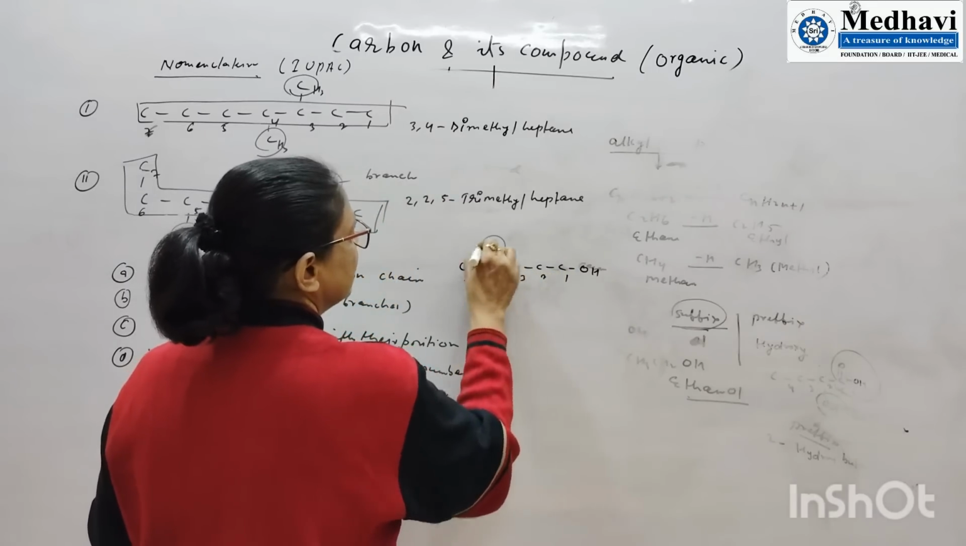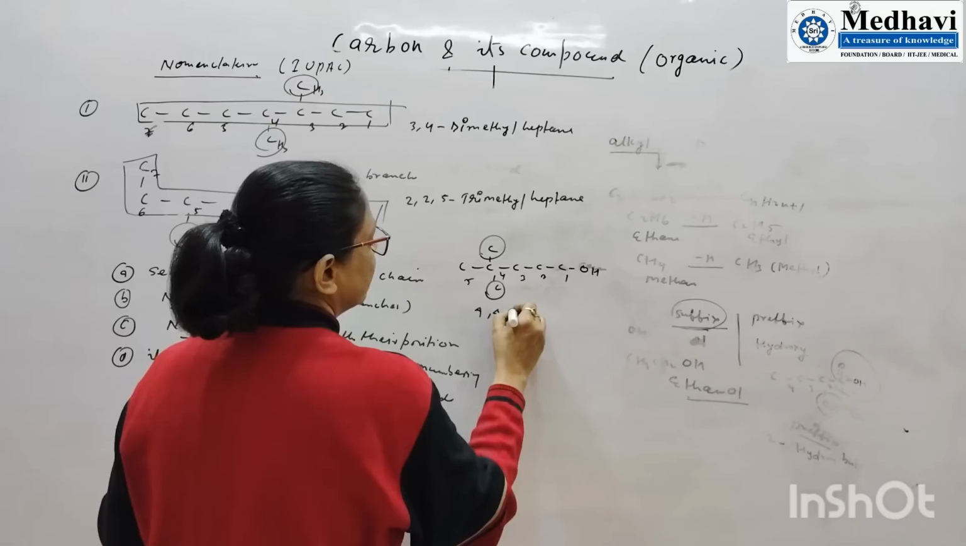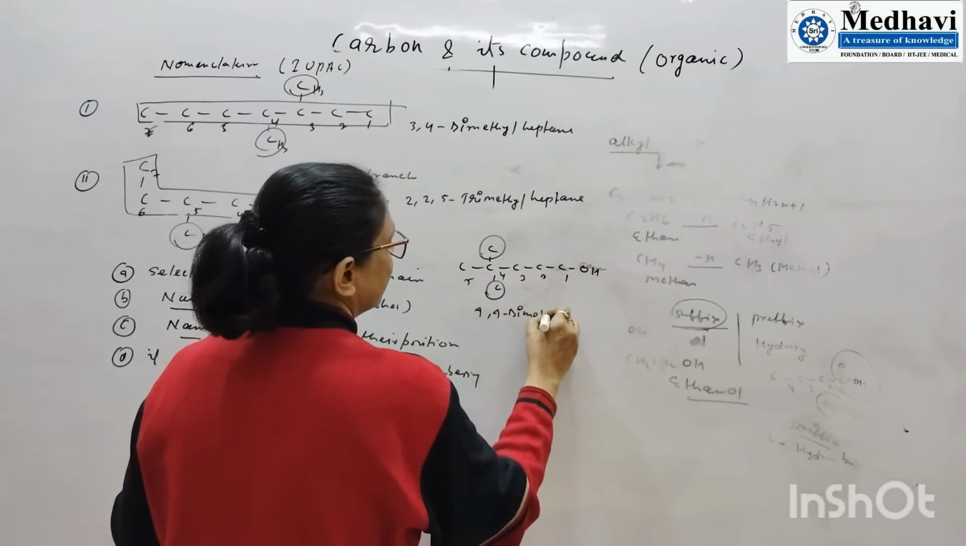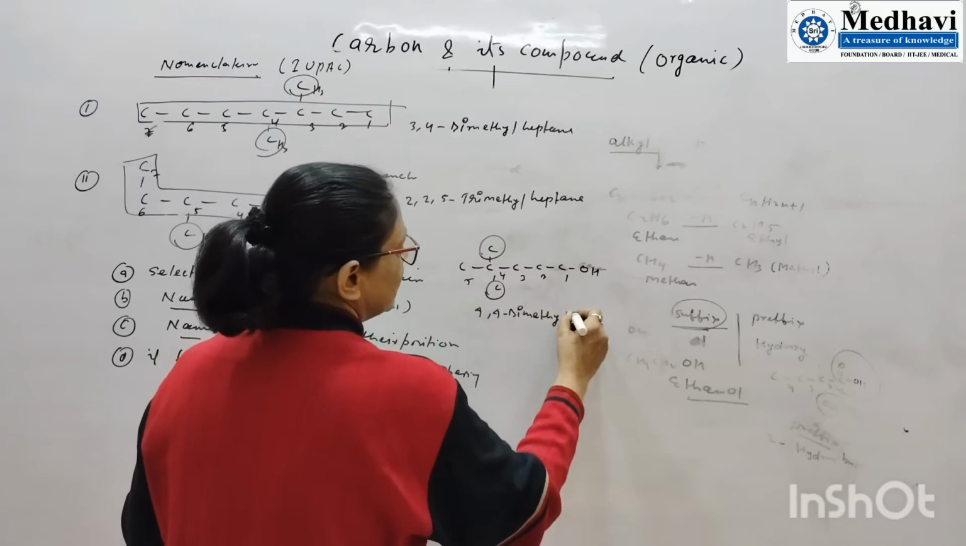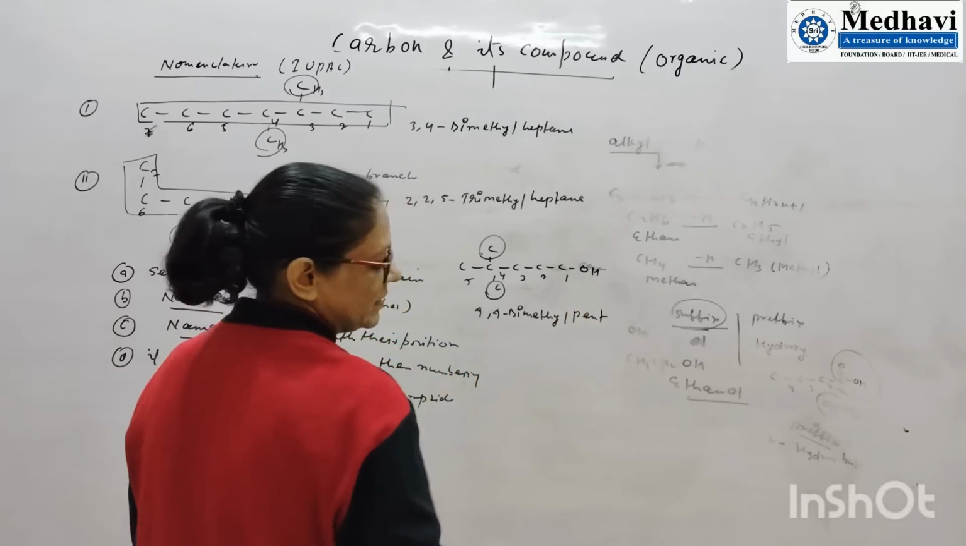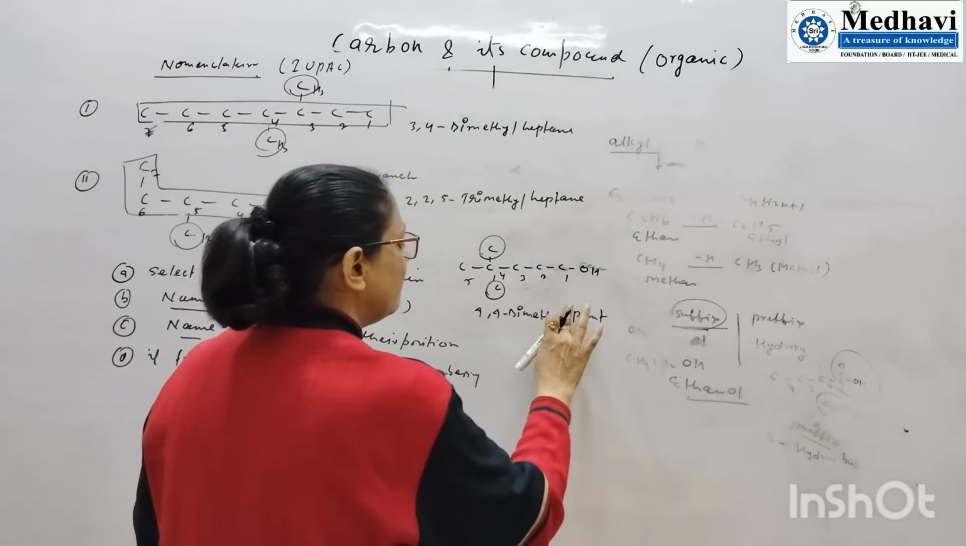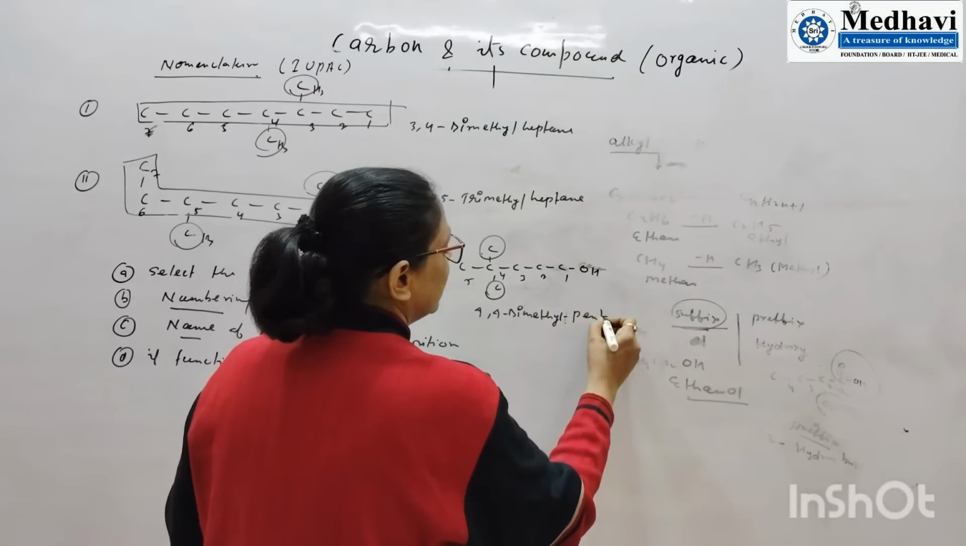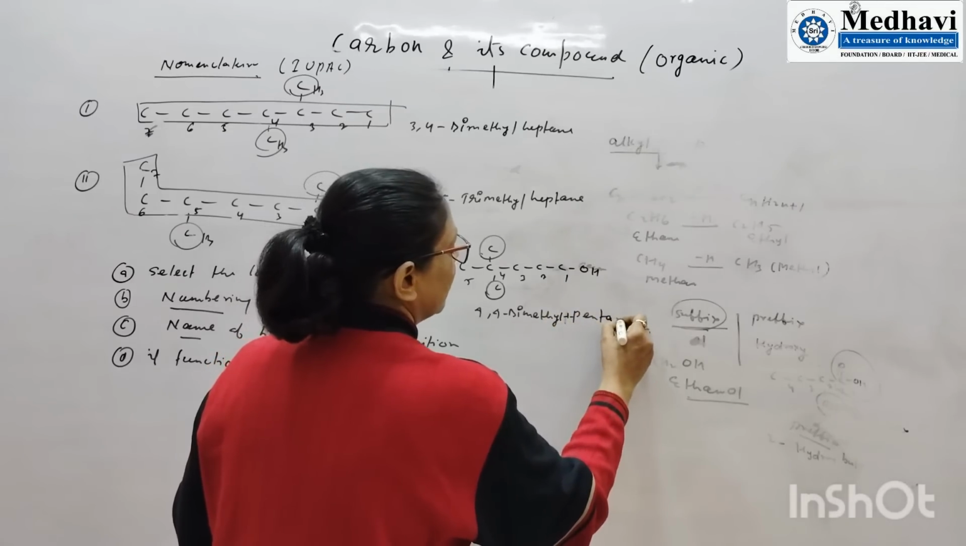Two methyls are there, so we write 4, 4 dimethyl. Five carbons are there, pentanol. One position is there, so no need to mention 1-pentanol, or better you write 1-pentanol.